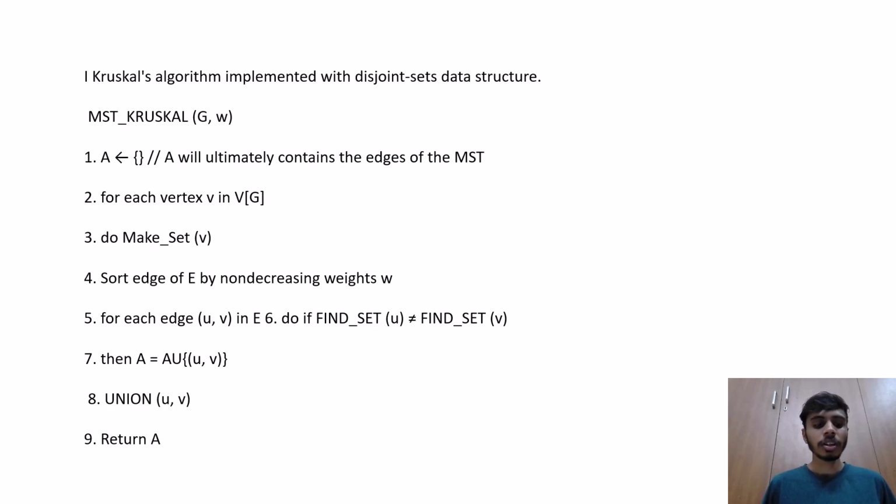It includes the edge (u, v) in the MST, then UNION(u, v) merges the sets of u and v. Return A. A now contains all edges of the minimum spanning tree.